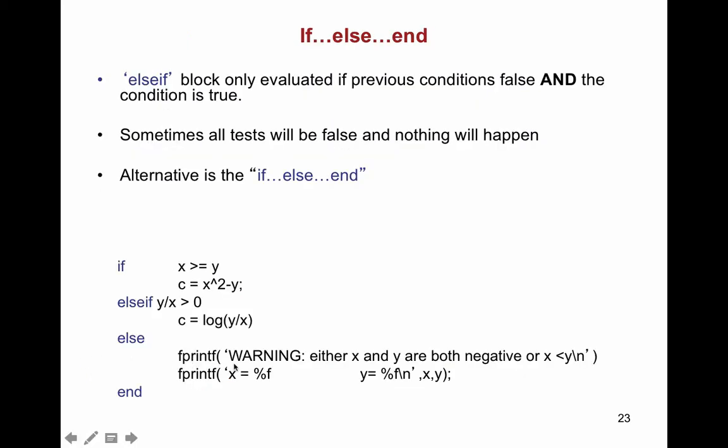So the nice thing is actually to put a warning if nothing happens. There's a catch-all. So else in this case would be a catch-all and say, warning, either x and y are both negative or x is less than y, by the way, and print them out. Okay. So this is a good practice so that you don't have things that silently don't execute something that you thought they should, and just move on, and then you're missing it later.